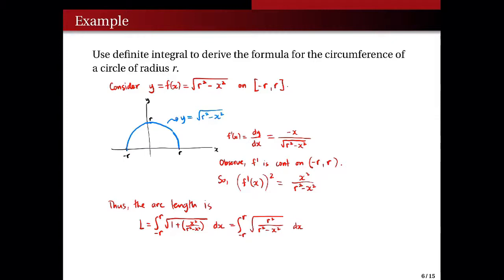Follow? And then r squared is just a constant. Besides, it's r squared and then you get the square root. So you'll just have the integral from negative r up to r of r in the numerator, and then on the denominator the square root of r squared minus x squared dx.